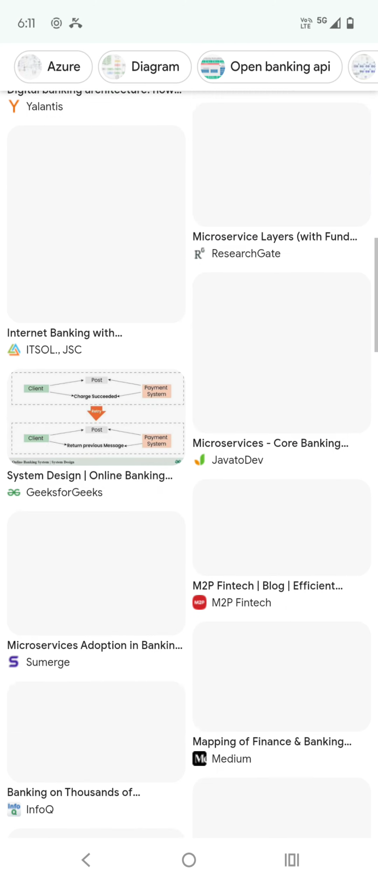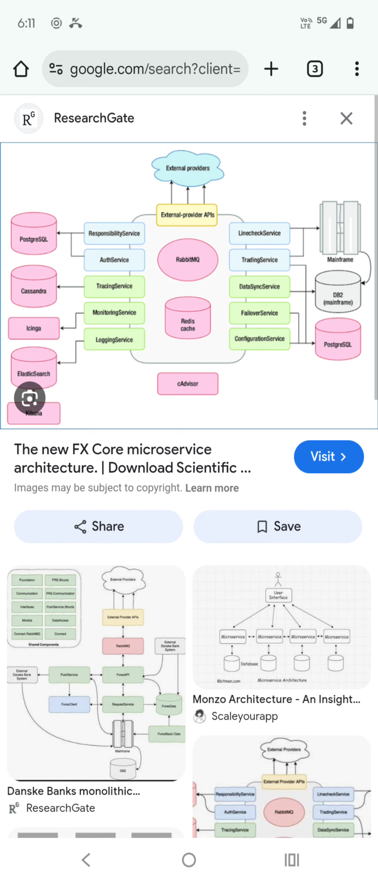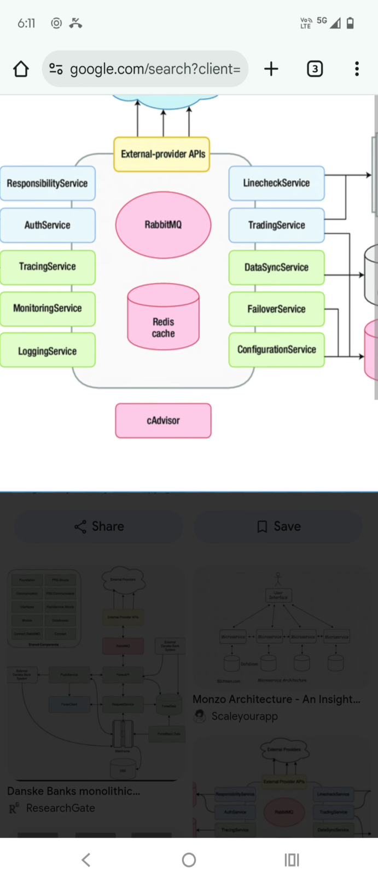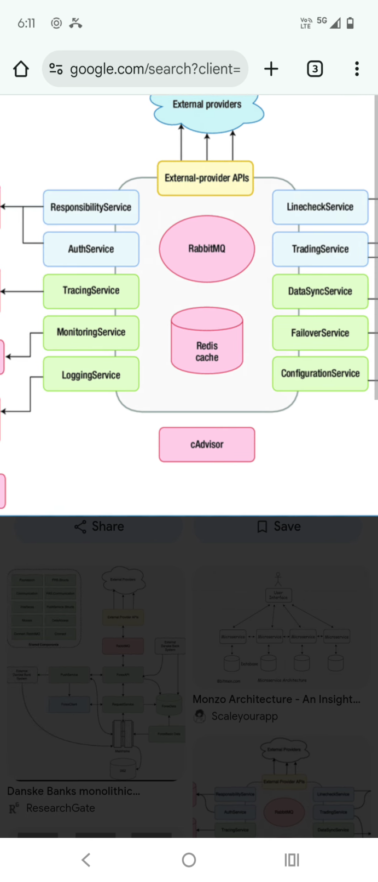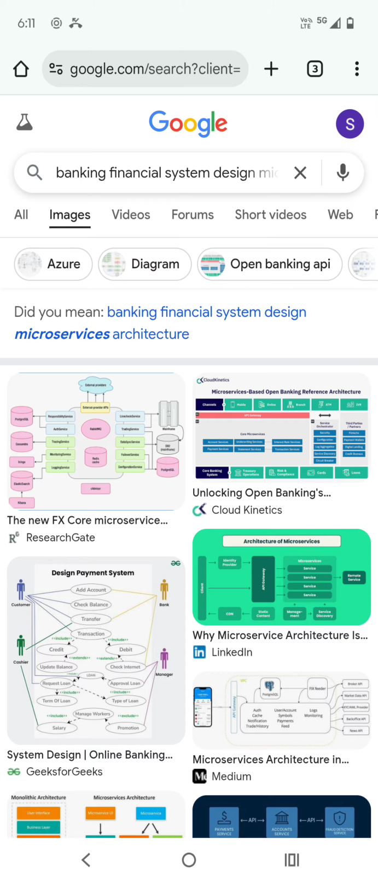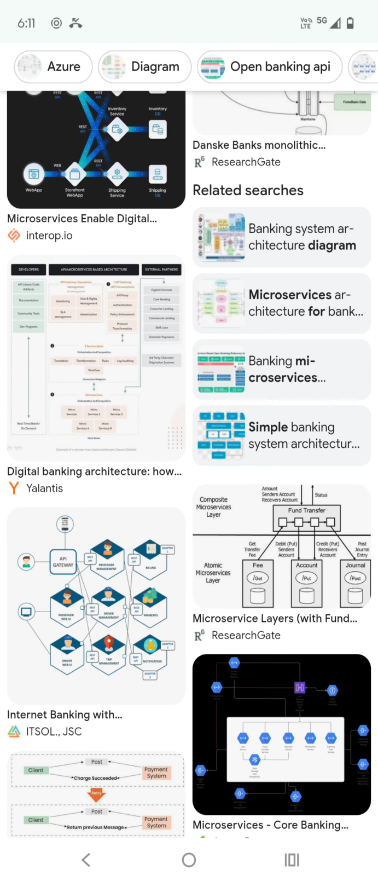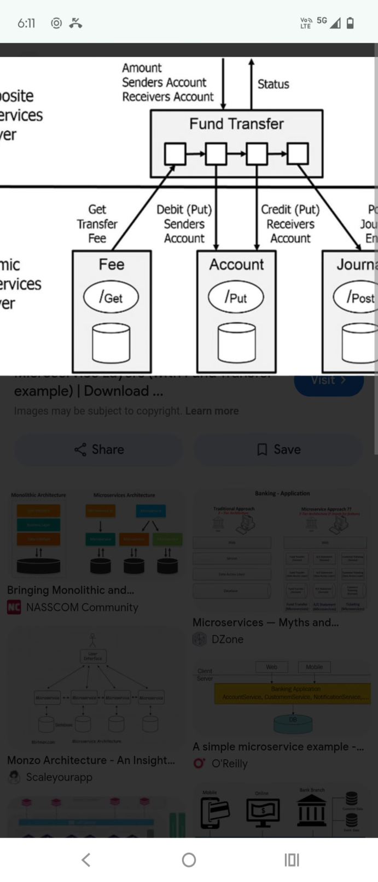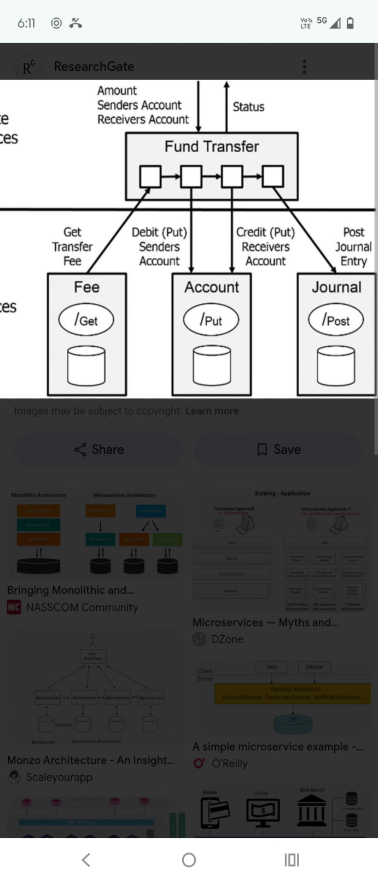Okay. And another thing is, you can actually go through this, see, this is an asynchronous style of communication. We have RabbitMQ, you can see here, right? This is also a very good example. There are a couple of services communicating using asynchronous RabbitMQ, right? So this is also an architecture. You can go through different diagrams and understand. For example, for fund transfer, you can see there are three endpoints here, get, put, and post.